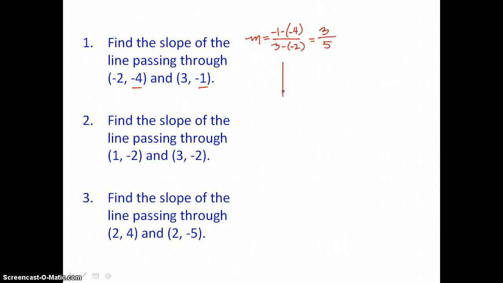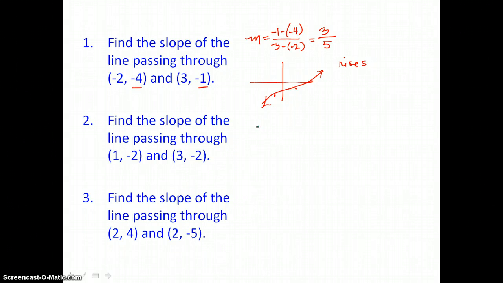And if we look at that line on the coordinate plane, negative 2, negative 4 in the 3rd quadrant, 3, negative 1 in the 4th quadrant, and draw the line through those 2 points, we find that it rises from left to right and has a positive slope.